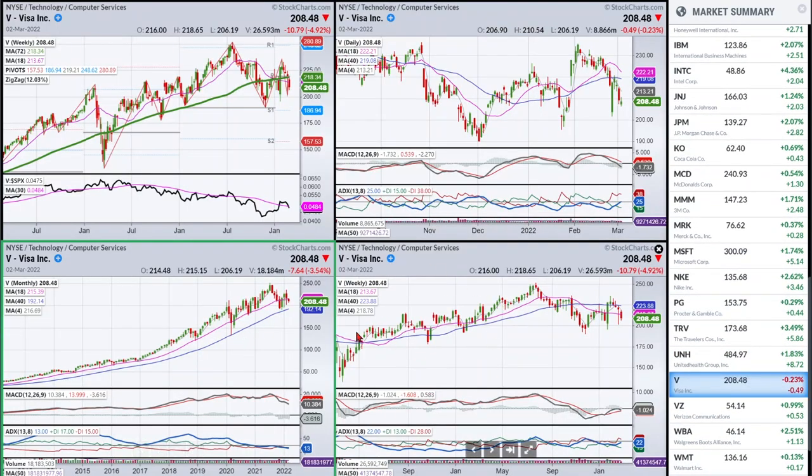Visa continues to be a stock that's in a vulnerable position. It's not been a good relative performer over the last year or two, but it hasn't convincingly broke down either. So if we get back down below 200, I think this is a lot more vulnerable to an 18-month that actually rolls over. An 18-month rolling over is a devastating blow to a stock that's been in an uptrend for a long time.